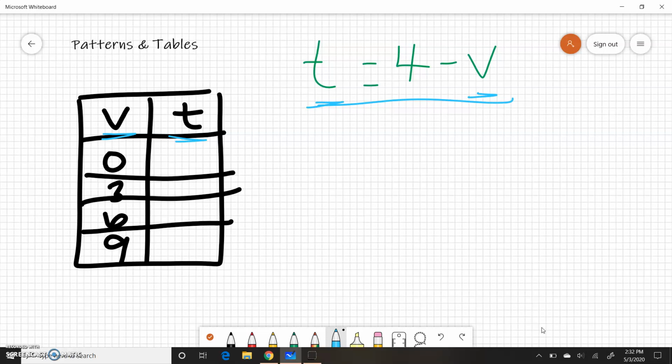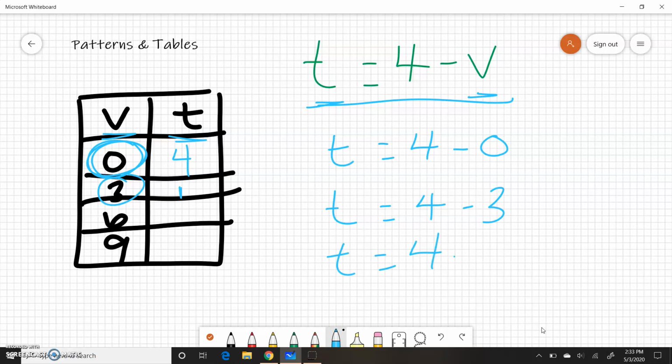So my first one, T equals 4 minus 0. My 0 came from my table. It's right here. That's where I got it from. T equals 4 minus 0. Well, 4 minus 0 is 4. So that's my first answer. Okay, my next one, I'm going to take my 3. T equals 4 minus 3. Well, 4 minus 3 is 1. So that's my next answer on my function table.